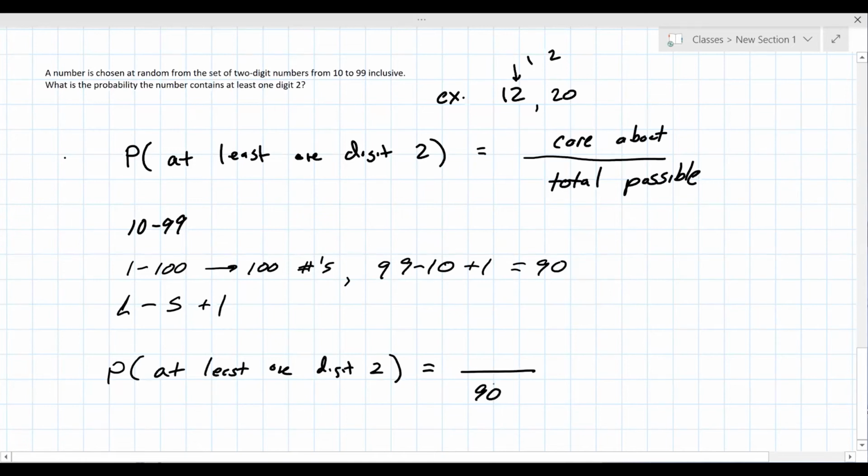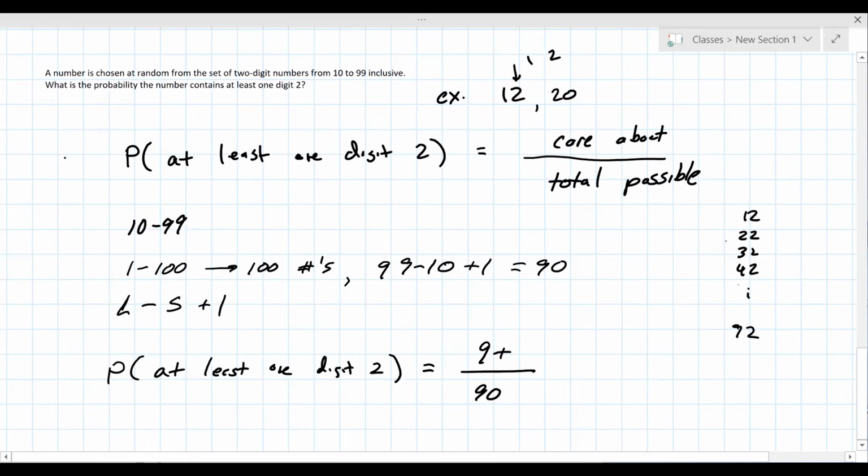So now we've got to find them all. We will be listing them, but we don't want to necessarily list them all. So we know that there is 12, 22, 32, 42, and so on, all the way up to 92. So you can see it's 1, 2, 3, 4, 52, 62, 72, 82, 92. That's 9 total. So put a 9 up here.